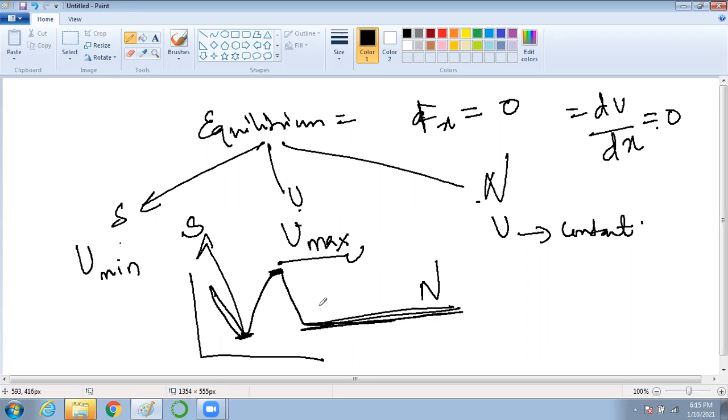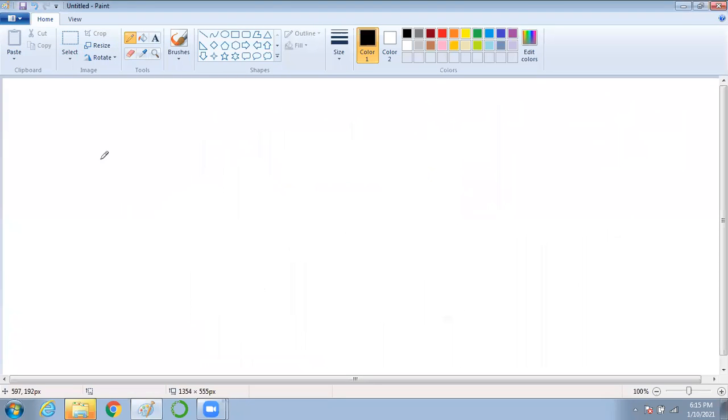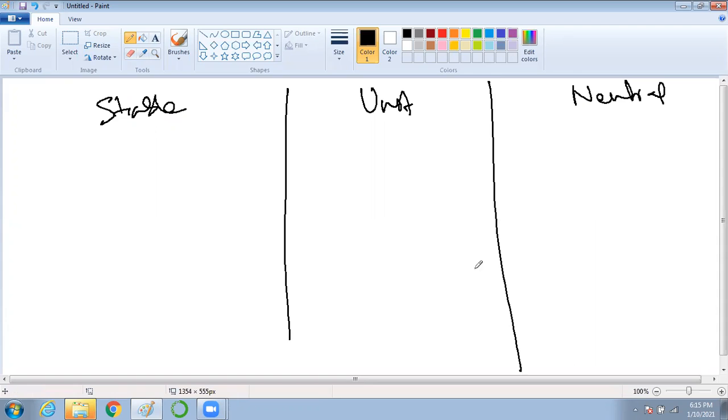Am I clear? Yes, sir. So if I want to write mathematically, how will I write? I can write it like a table. Let me draw a table, then I will explain. Stable, unstable and neutral. Make this table, it is very, very important. I am writing a short note, but don't you write short.